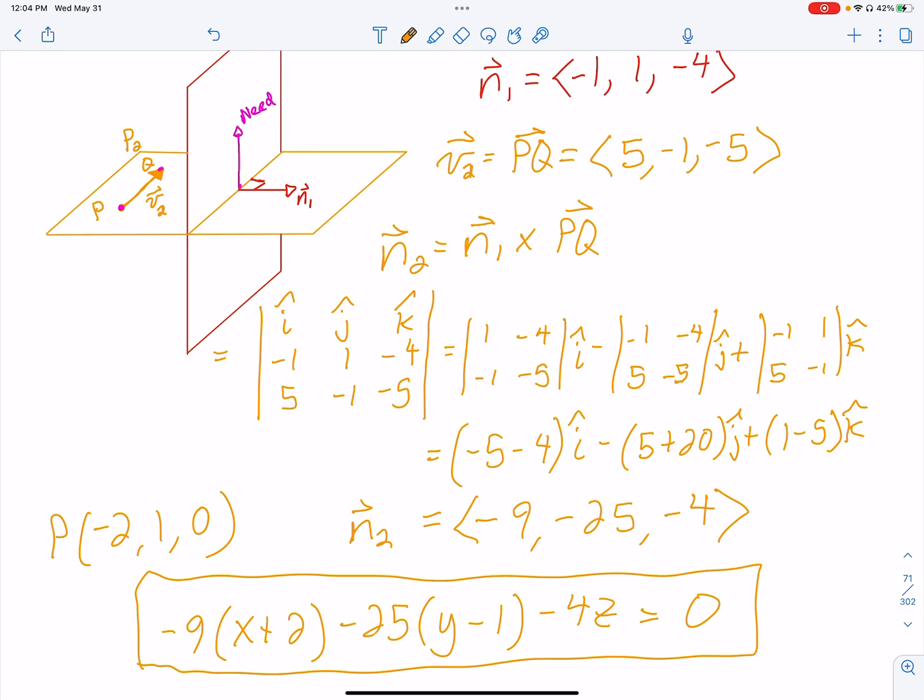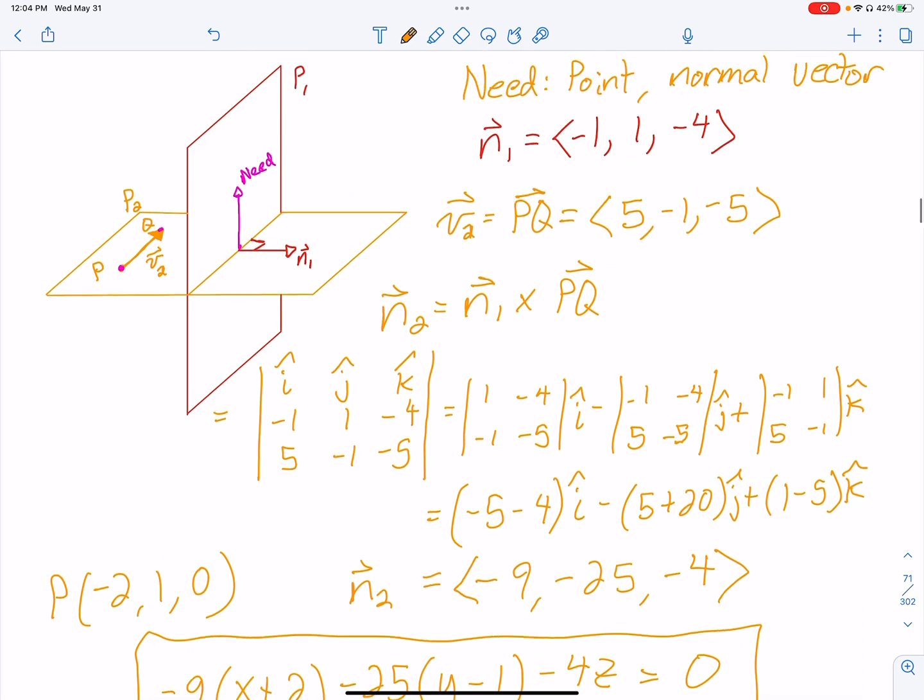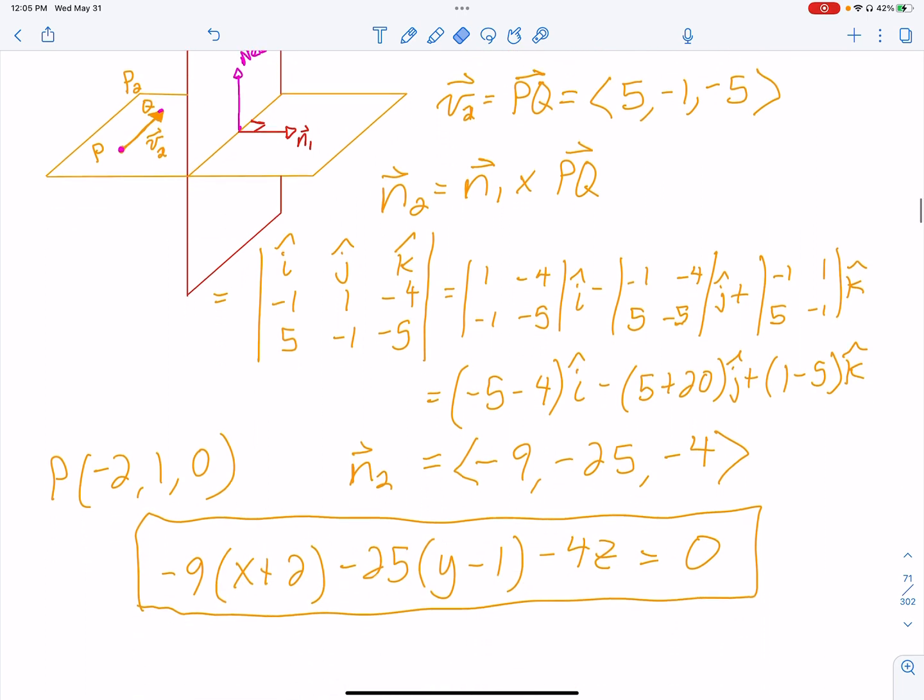That is the equation of the plane that contains those 2 points and is orthogonal to the plane in question. Drawing a picture made this problem so much easier to understand what I needed to do. It showed me that if I drew the vector PQ and I drew the vector N1, the normal vector, you can see that they live in the same plane, and we can just cross them to get that pink vector, the orthogonal vector there at the end.